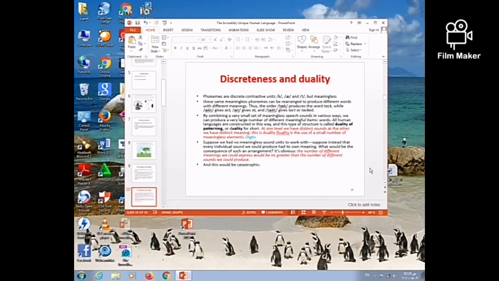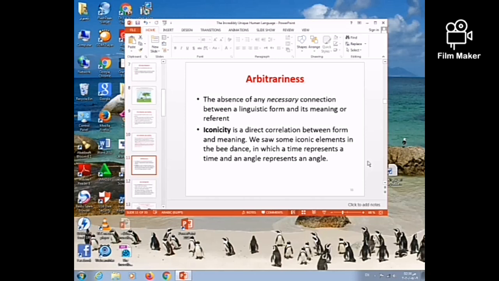Let's move to another property, which is arbitrariness. Arbitrariness is the absence of any necessary connection between linguistic form and its meaning or referent. What's the relationship between the word dog and the animal dog in reality? No relationship, no logical, intrinsic, or natural relationship. It is just an arbitrary relationship. The word dog is a sign that we use in order to label or name this animal in reality.